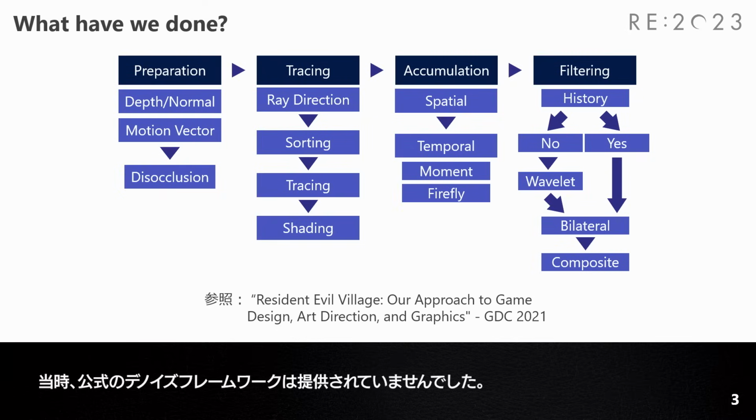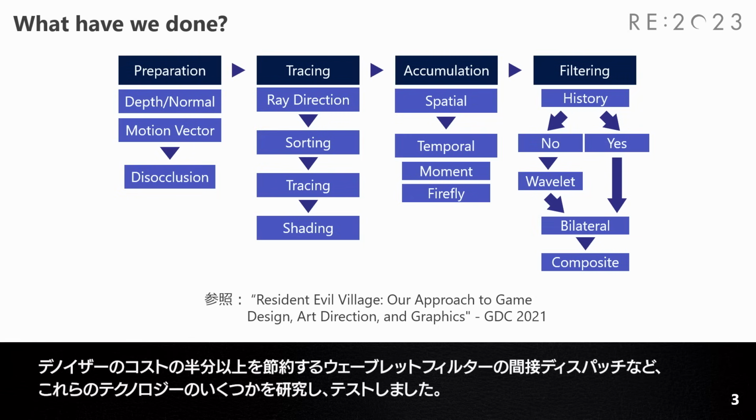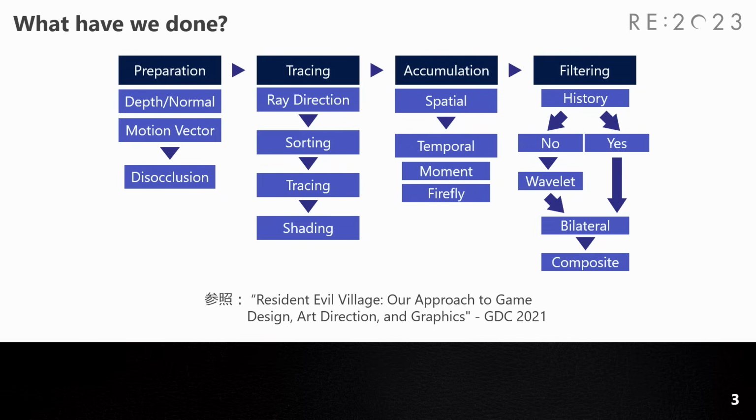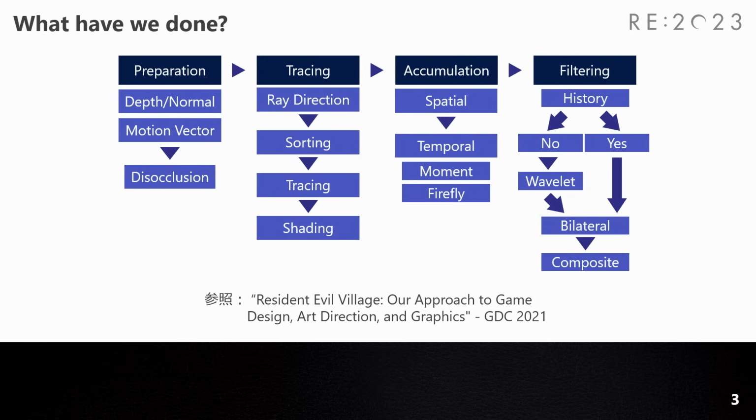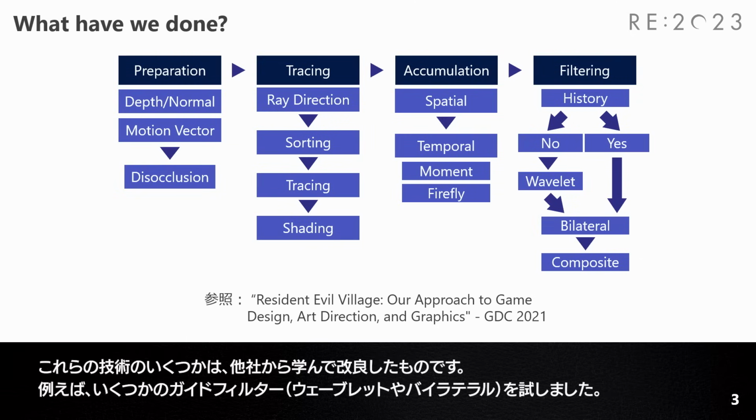At that time, no official denoiser framework was provided. I researched and invented some of the methods, like indirect dispatch for wavelet filter, which saves more than half of the cost of the denoiser. And the step for history is adjusted. View-independent history calculation could be calculated first for dynamic tracing dispatch. Some of these technologies I learned from other companies and improved them.